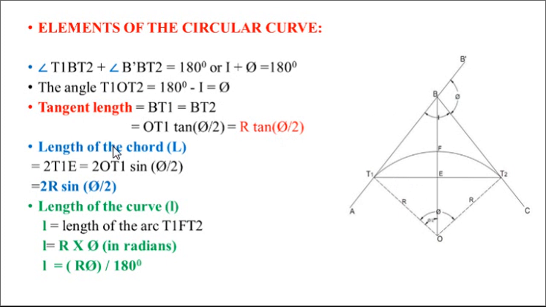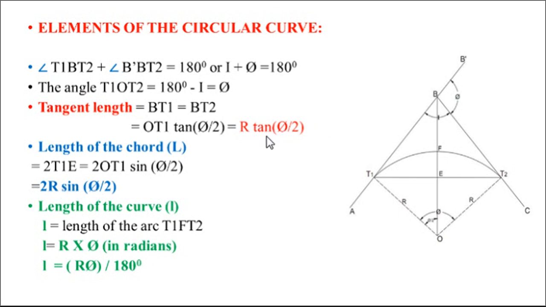Next one, length of the chord, capital L. So this is the chord and its length we are assuming as a capital L. Hence 2 T1E is equal to 2 OT1 into sine of phi by 2. Same, we are using the trigonometry for this triangle. So we will get 2R into sine of phi by 2. So length of the chord can be calculated. Length L is equal to 2R into sine of phi by 2.